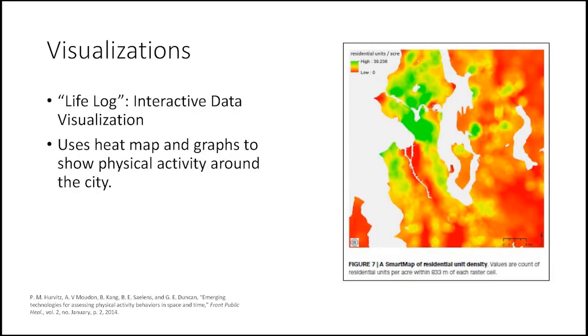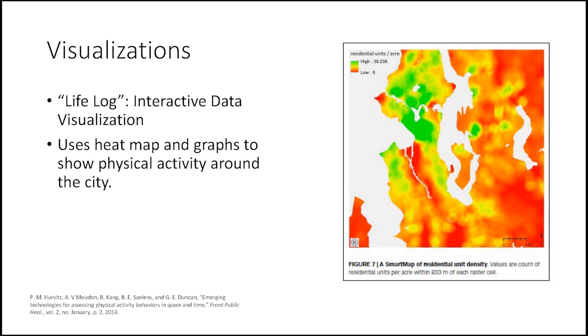So one example is to use computer generated interactive visualizations. So here's one called a life log, where they use a heat map and graphs to show physical activity collected from accelerometers and also GPS data around the city.